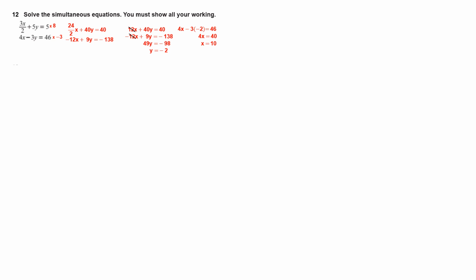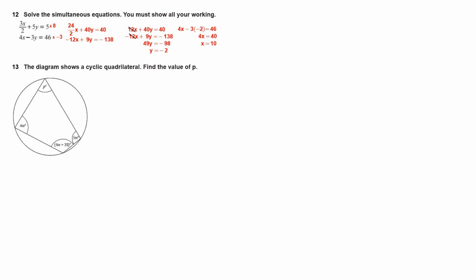Question 13. The diagram shows a cyclic quadrilateral. Find the value of p. A cyclic quadrilateral is a four-sided figure whose vertices all lie on the same circle. In a cyclic quadrilateral, the sum of the measures of the opposite angles equals 180 degrees. First, you need to calculate the value of m, and then you can calculate the value of p.